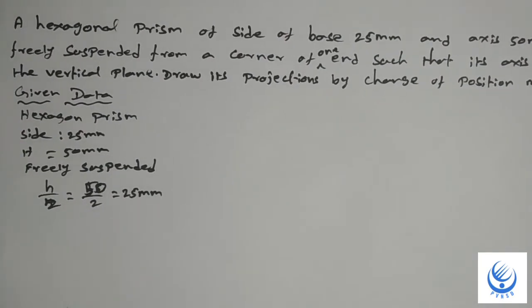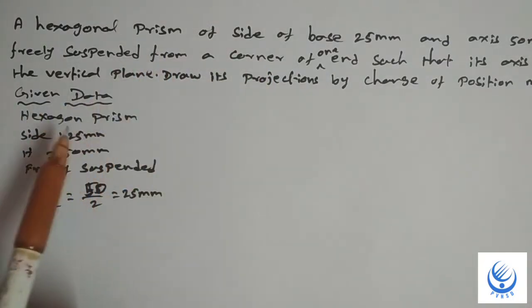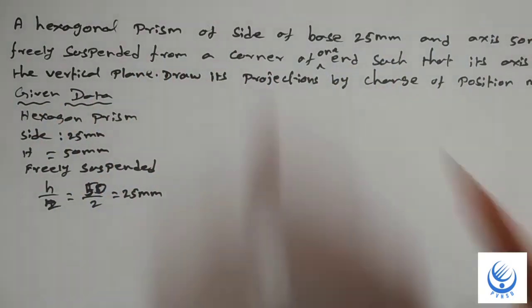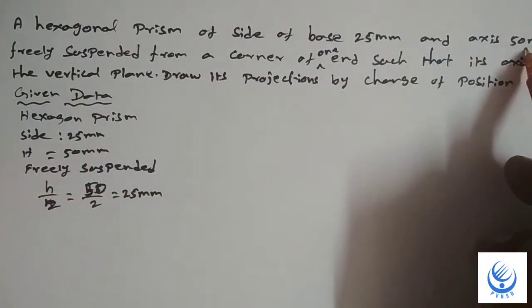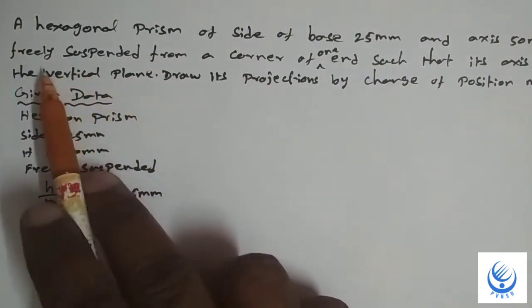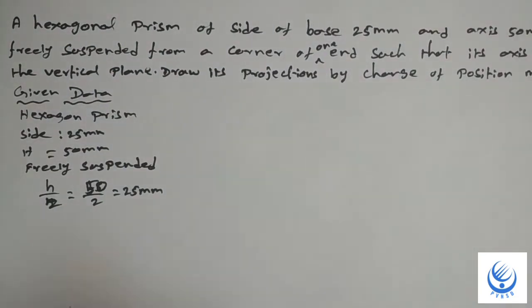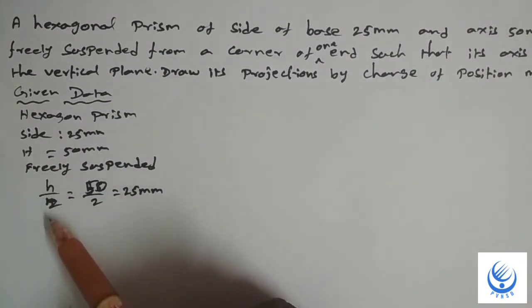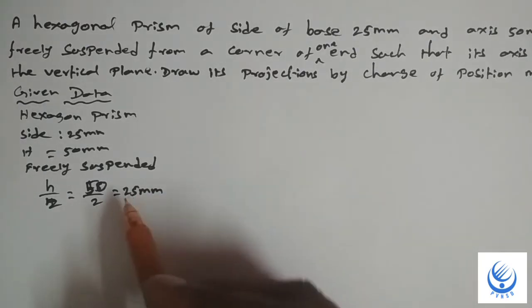First read the problem and take the given data. The shape is a hexagonal prism. The side is 25 mm. The axis height is 50 mm. In this problem, it is freely suspended, so we use the formula for freely suspended: H by 2, where H is the height divided by 2. The height is 50 mm, so 50 by 2 is equal to 25 mm. So the freely suspended distance is 25 mm.